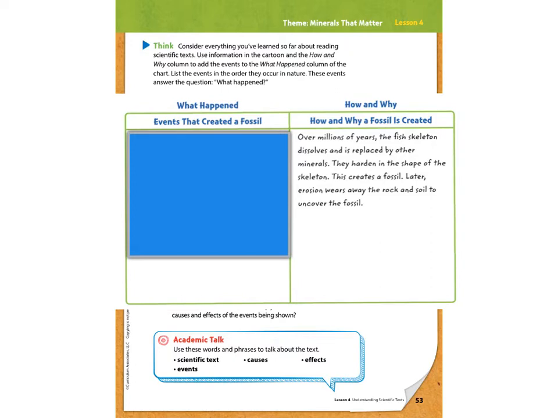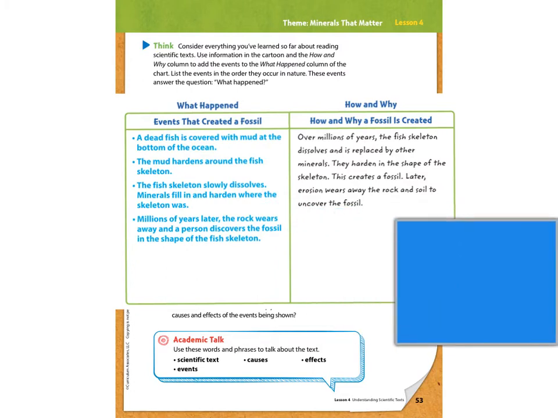So I'm thinking about what event created that fossil. So what happened that caused this to happen? So go ahead and check out. I'm updating my screen for you to see my brain work. I'm going to give that a moment to load. Events that created a fossil.